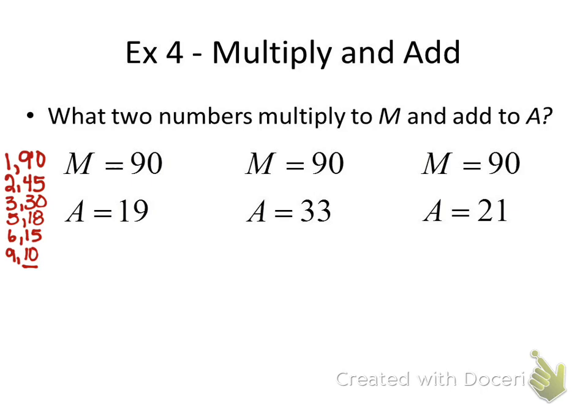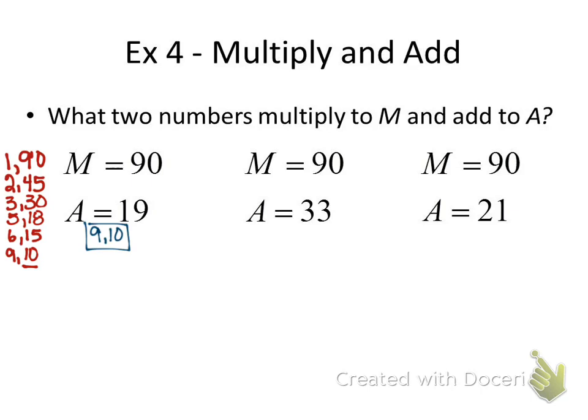So now that you found all your factor pairs, what do you do from here? Find out what's the adding. Okay, so I need to see which factor pair that I can add together to equal the sum of 19. So which of those factor pairs can I add together to get 19? 9 and 10. So the answer is 9 and 10.